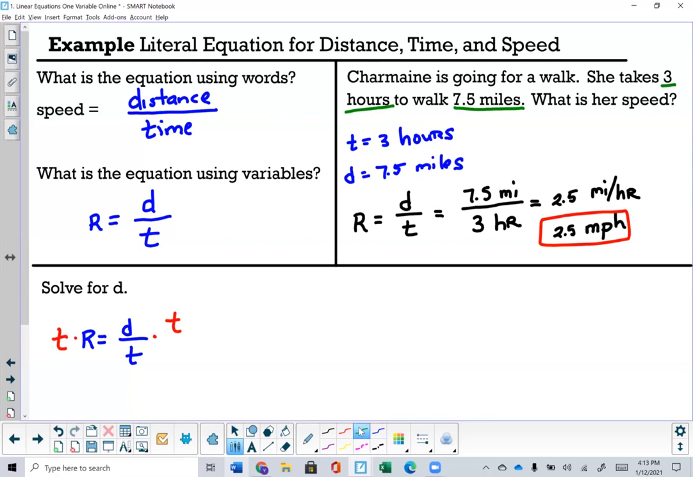So on the right side, we multiply by T. On the left side, we multiply by T. So the T's reduce on the right, and we're left with T times R equals D. Or you can also write this as R times T equals D. Both are acceptable.